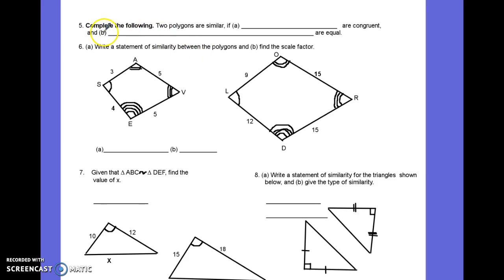And now to similarity of polygons. Complete the following for number 5. 2 polygons are similar if 2 conditions are met. One of them is that corresponding angles have got to be congruent, like you'll see here. The angle S is congruent to angle L. Angle A and angle O are congruent, and they're matching because both of them have got double arcs.